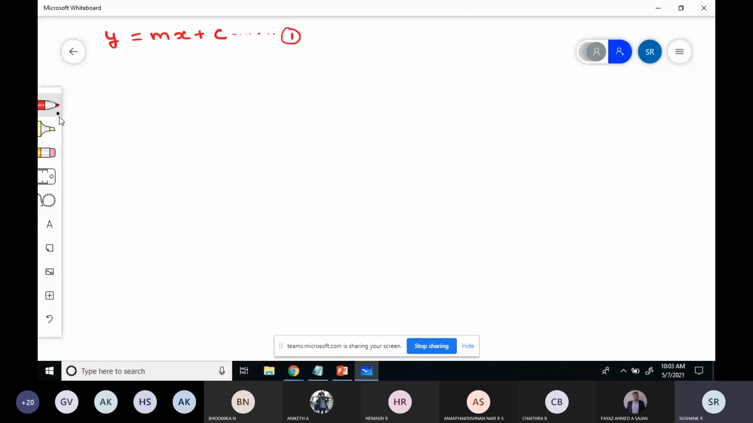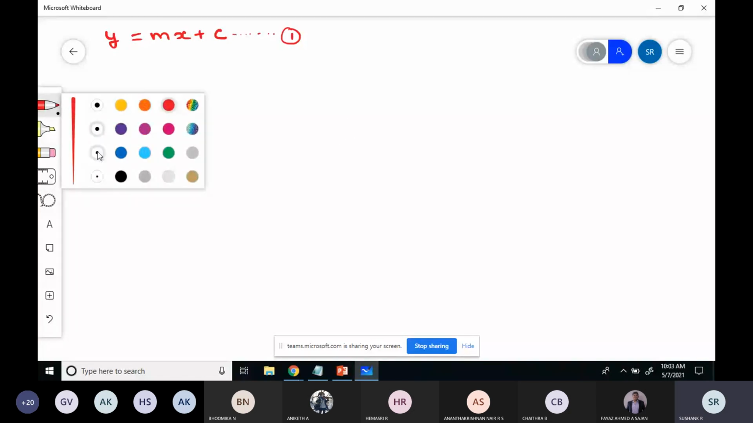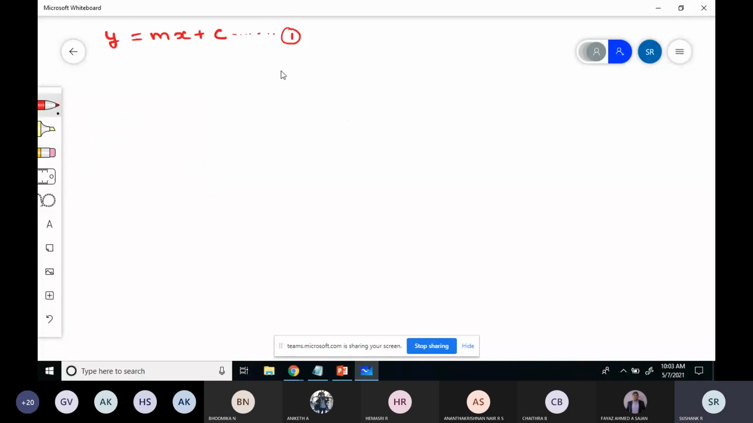Here you should know what is y, what is m, what is x, and what is c. y is nothing but the y coordinate, and x is nothing but the x coordinate. m is the slope, and c is the intercept.